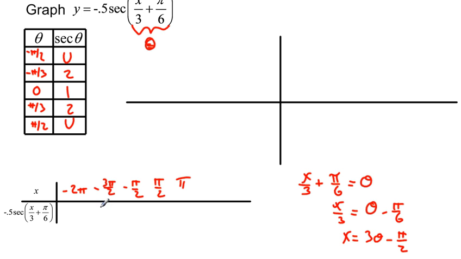The way that we find our y values is this guy's going to be the multiple right here. So we're going to multiply all of these by negative 0.5, or negative 1/2, okay? So undefined times anything is still going to be itself. It's undefined. Negative 1/2 times 2 is just going to give us negative 1. 1 times negative 1/2 is going to give us negative 1/2. 2 times negative 1/2 is negative 1. And undefined is just going to be undefined right there.